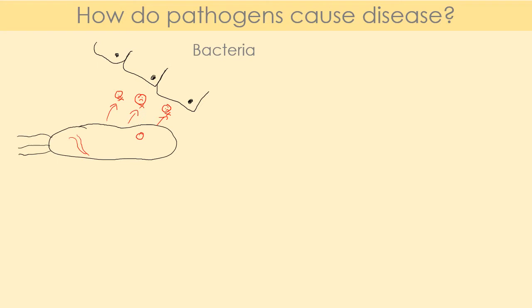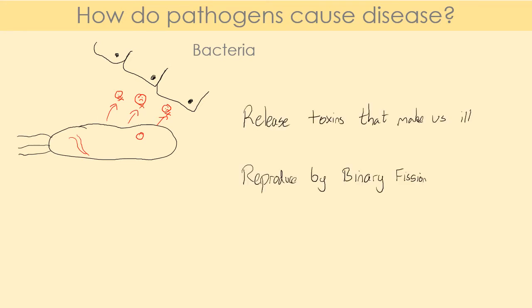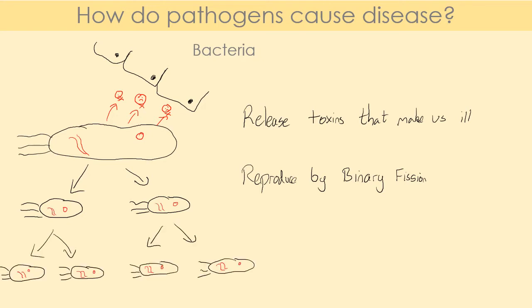Now we only have one bacterium at the moment, but bacteria can divide rapidly through a process called binary fission. And that reproduction is a form of asexual reproduction. Each bacterium will divide in two, and it can happen very, very rapidly. And each of these new bacteria that have been formed can again release the toxins that make us ill.